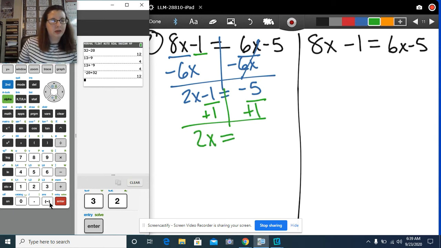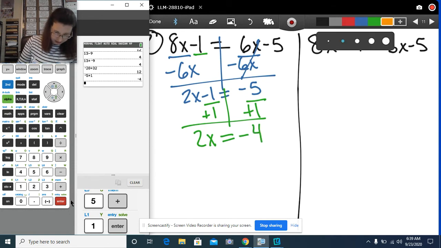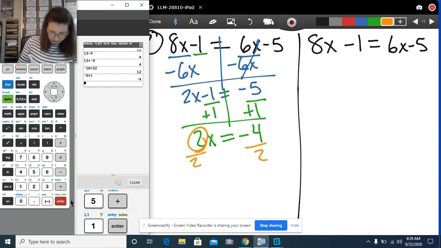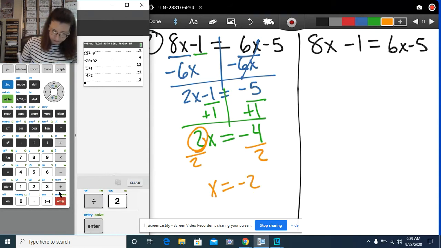Now, this is where we end up making mistakes. I'm going to put negative 5 plus 1 gives me the number negative 4. And I must divide by this coefficient here. So I'm going to divide by 2, and I'm left with x is equal to negative, nope, can't use the minus sign. You have to use the negative. 4 divided by 2, and the answer is negative 2.